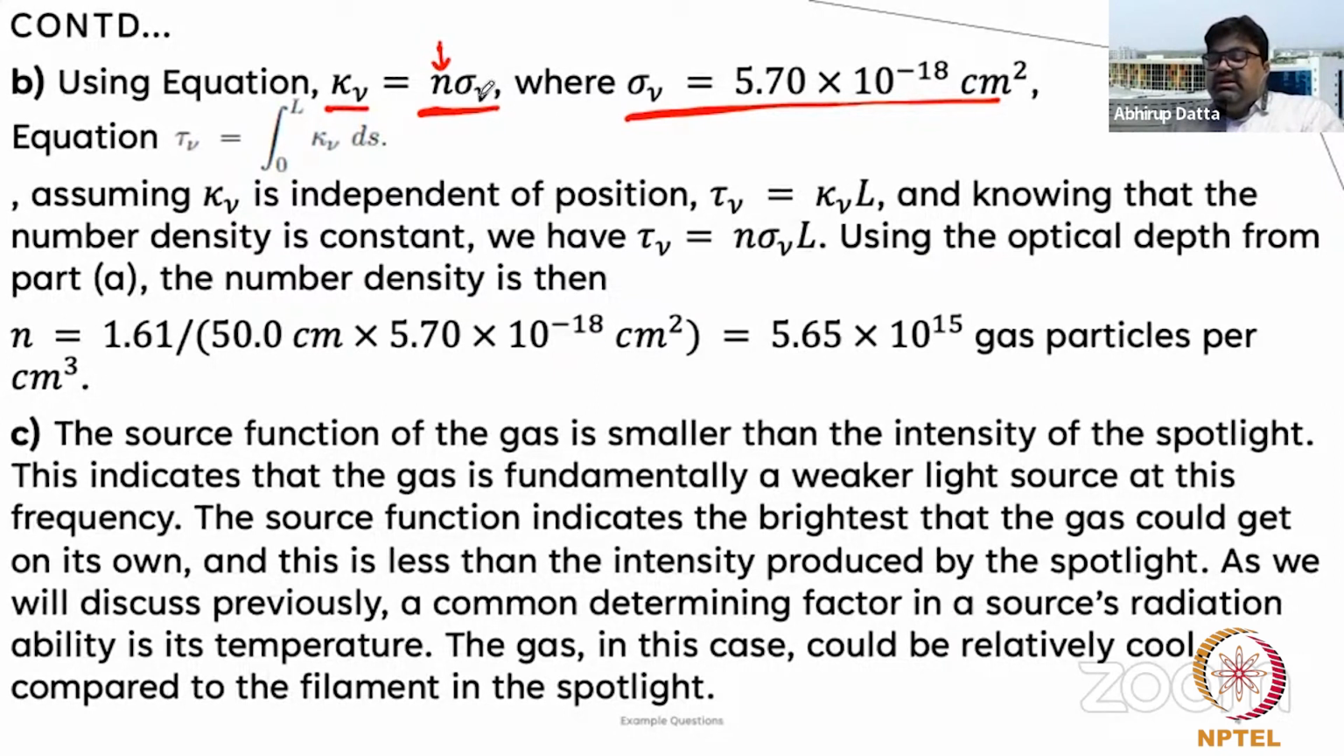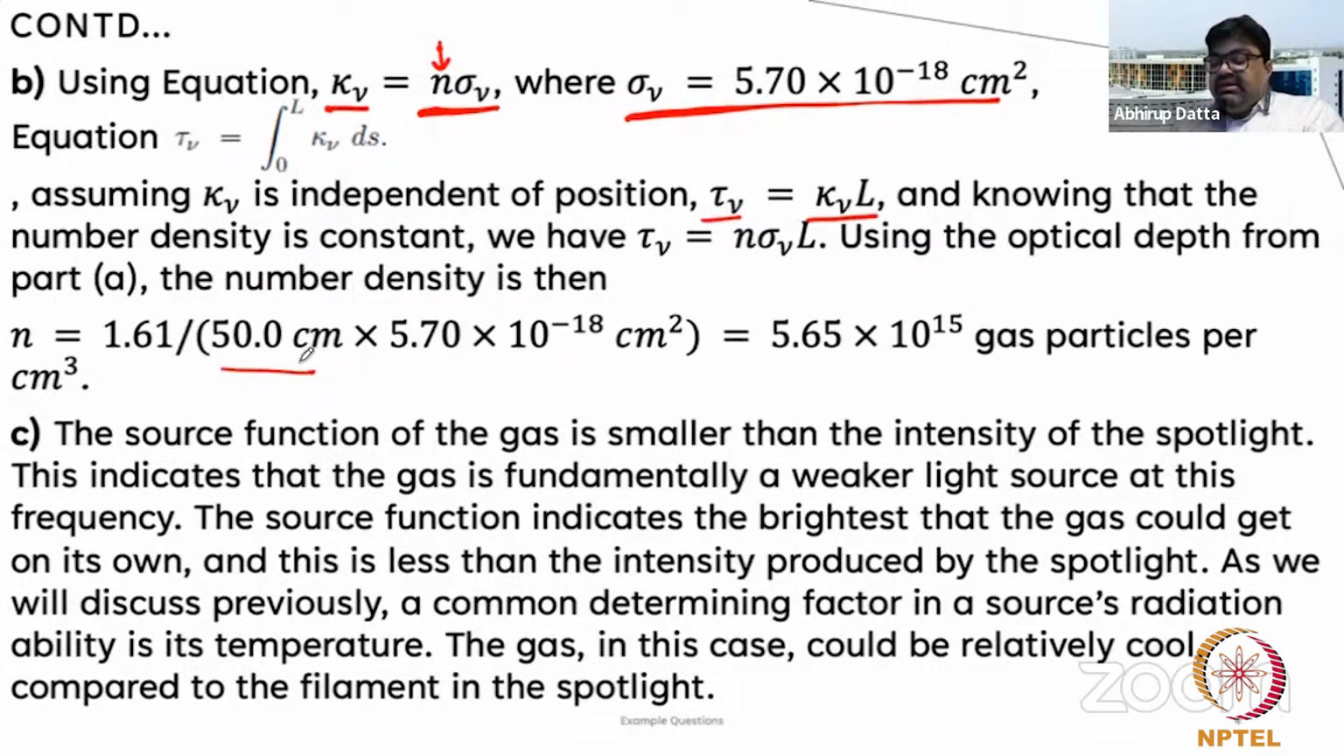The cross section is given, so if you know kappa nu, then you already know sigma nu, so you can derive what n is, because that's what you want to know. Now tau nu is already known, that is 1.61. We have done it already in the previous slide. So tau nu is equal to kappa nu times L, because it's a cube, so we know the sides of the cube. Each side is 50 centimeters, so the length is 50 centimeters also.